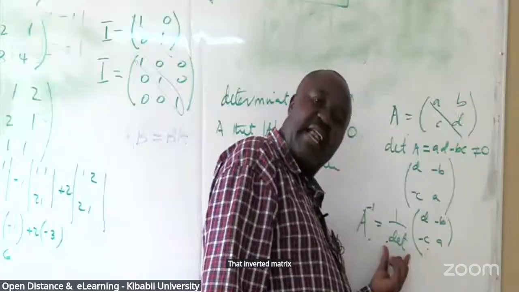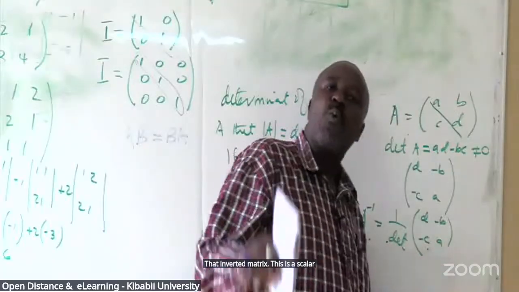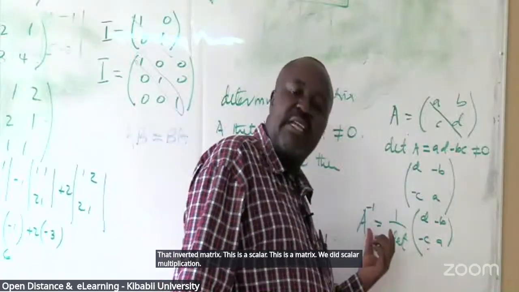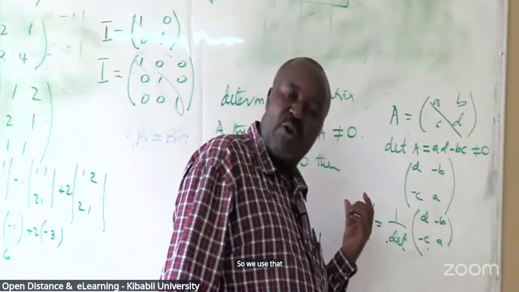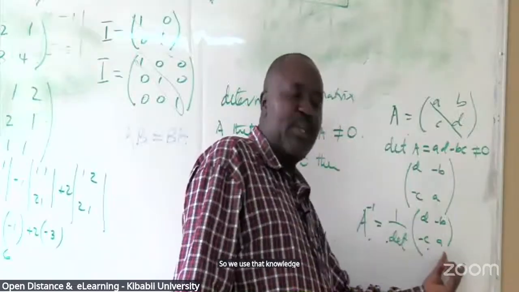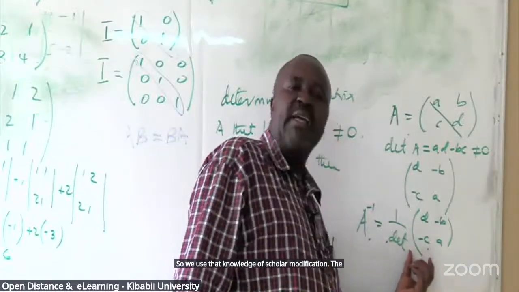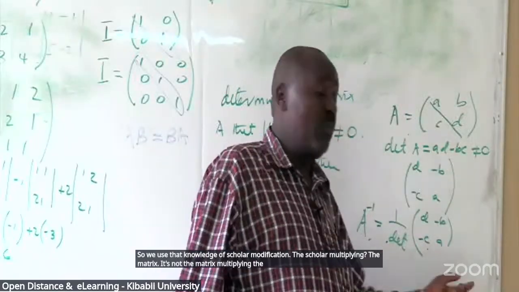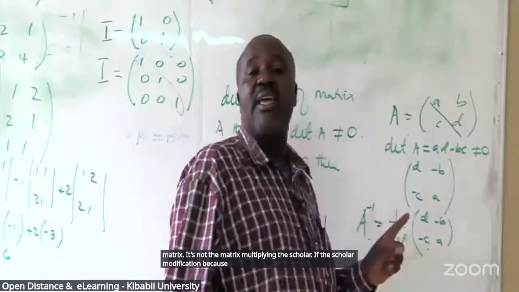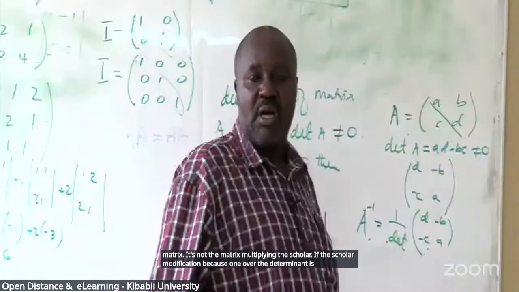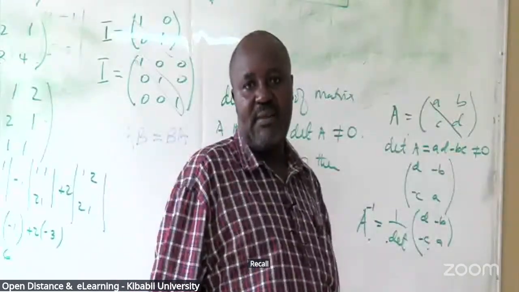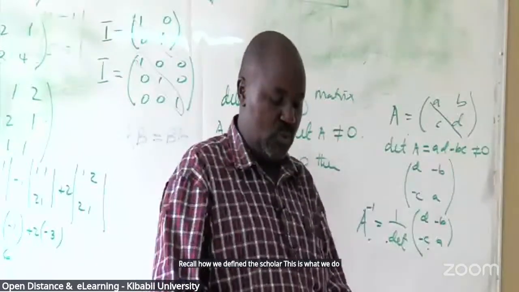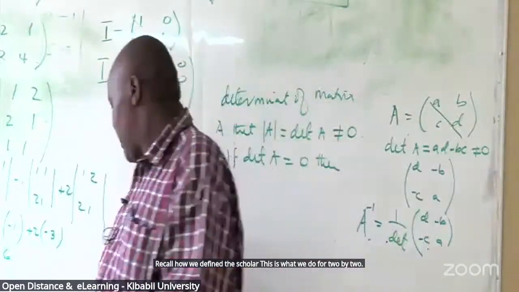This is a scalar. This is a matrix. We did scalar multiplication, so we use that knowledge of scalar multiplication. The scalar multiplies the matrix. It is not the matrix multiplying the scalar, it's scalar multiplication, because 1 over the determinant is a scalar quantity. Recall how we define the scalar. This is what we do for 2 by 2. Look at the following examples.